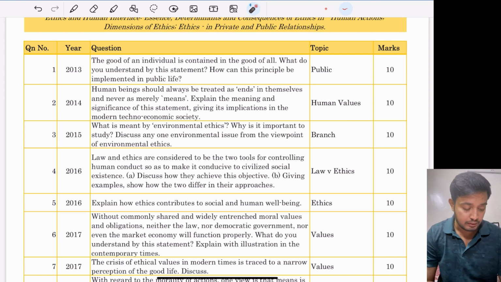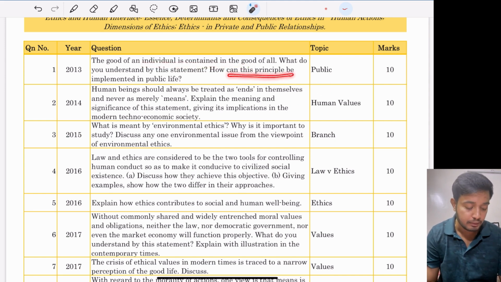So basically, the examiner is trying to find what you understand from the statement, the good of an individual is contained in the good of all. So basically, this is about the source of ethics. The good of an individual is coming from the good of all. How the society is teaching individual ethics. If the society is good of all, it gives the individual good. So basically, the statement is essentially trying to highlight the role of socialization, the role of society in inculcating ethical values, the role of societal institutions such as family, education, and other social institutions. So this is what this statement is trying to find out.